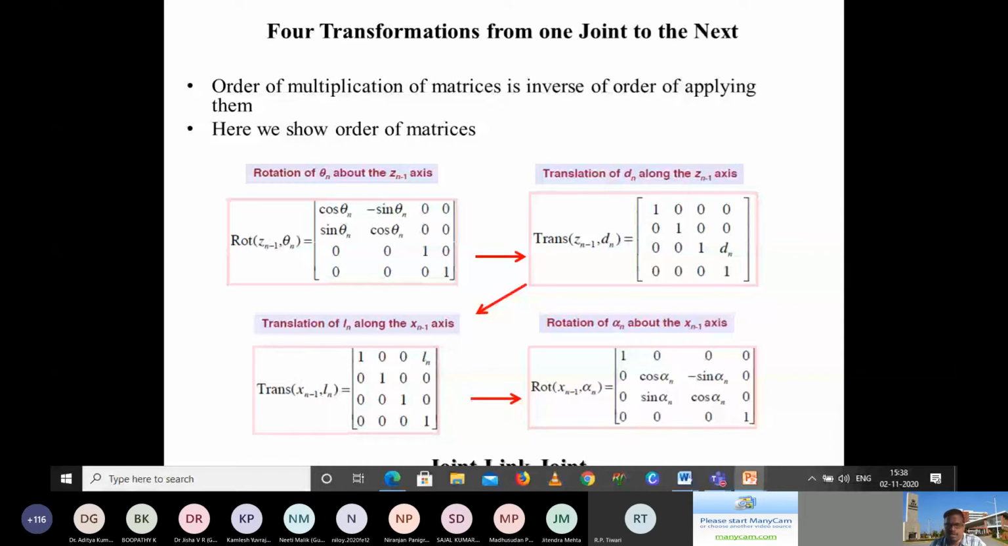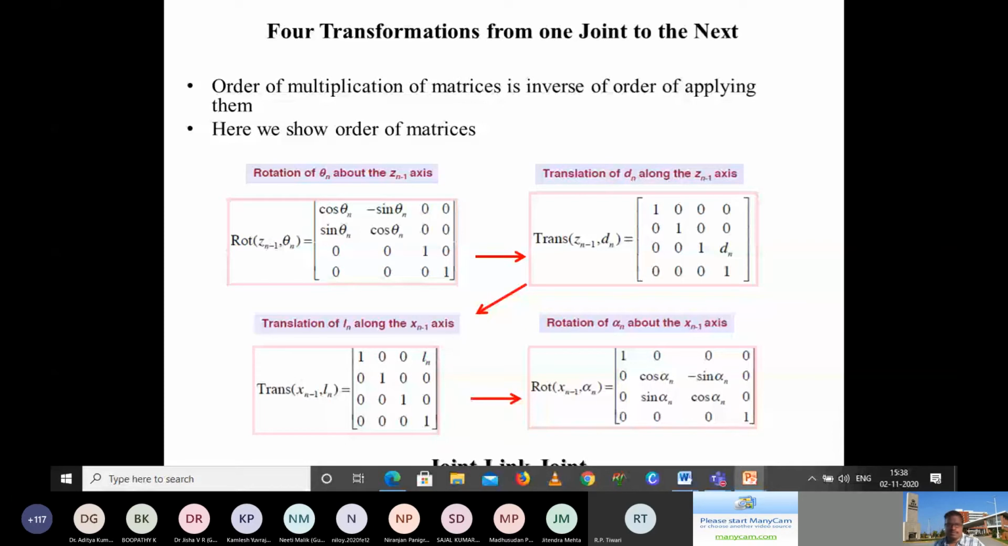Next one is translation along the z-axis. Here we have taken dn plus 1, here they have taken dn. That's all, nothing else. Third one is translation along the x-axis. We have taken an plus 1, here they have taken ln. No changes in that. And the last one is rotation about the x-axis, so they have taken alpha n. So here the parameters are theta n, dn, ln and alpha n. Only the parameters are changing. Instead of ln, you can write an also. No problem about that.